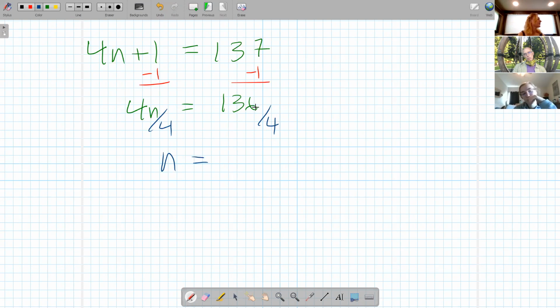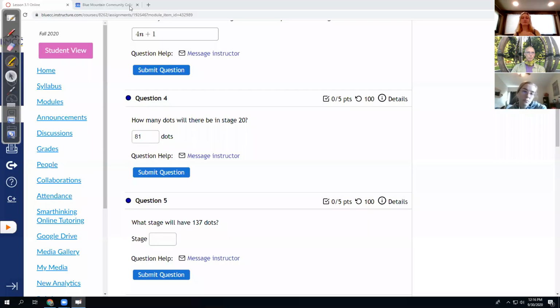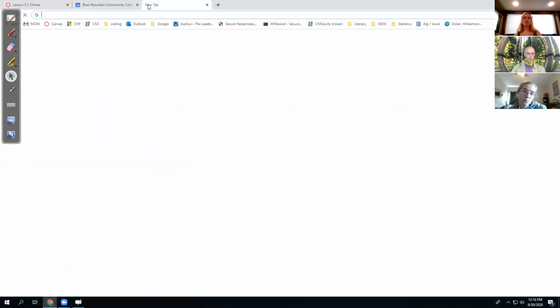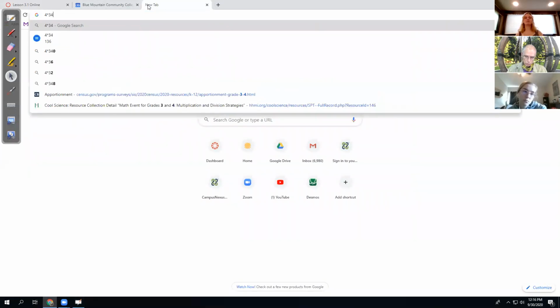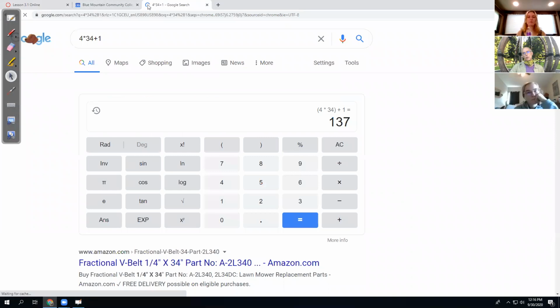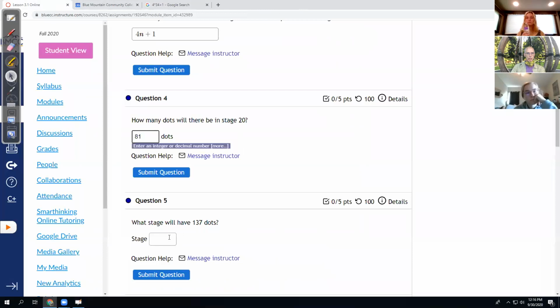And let's see, 4 goes into 13 3 times with 1 left over. 4 goes into 16 4 times. I think the answer is 34. I'm going to check just to make sure. 4 times 34 plus 1 on a calculator. So you can just, in a Google search engine, type some calculation and it will whip out a calculator with the answer. Okay, so I checked, yep, I get 137 dots in the 34th figure.